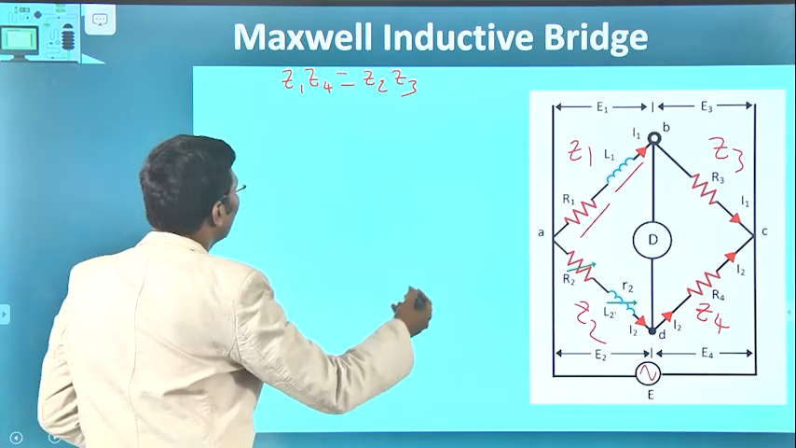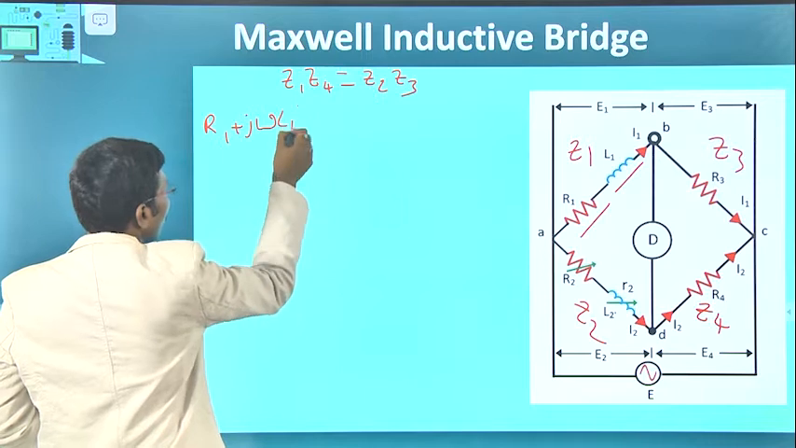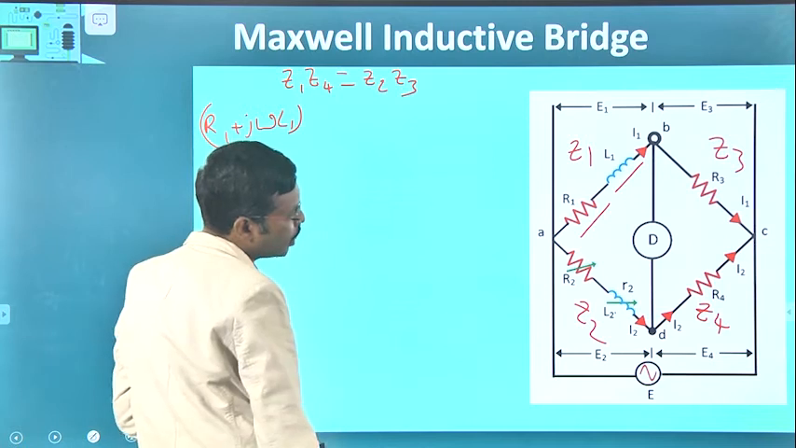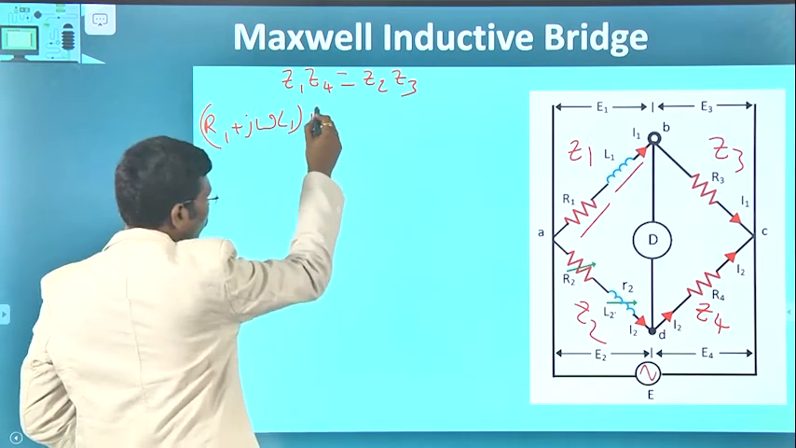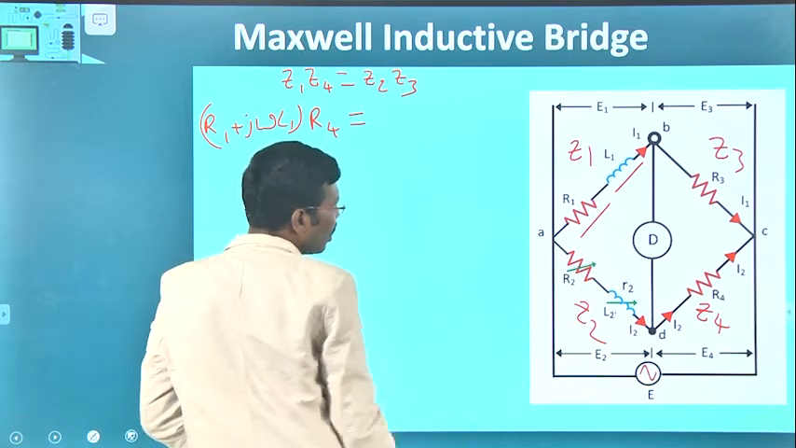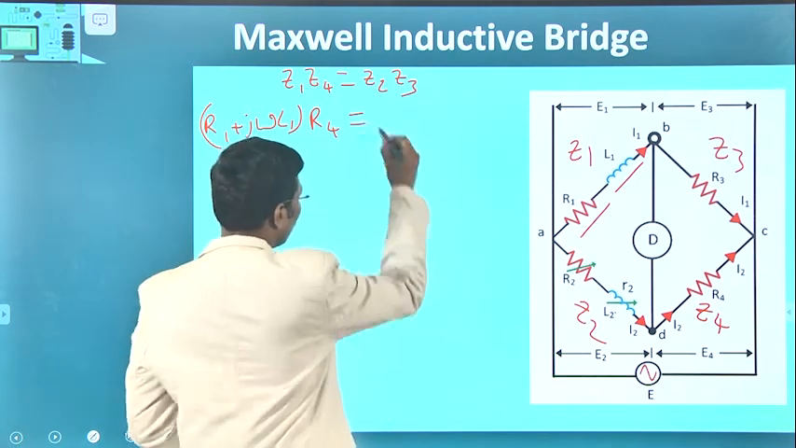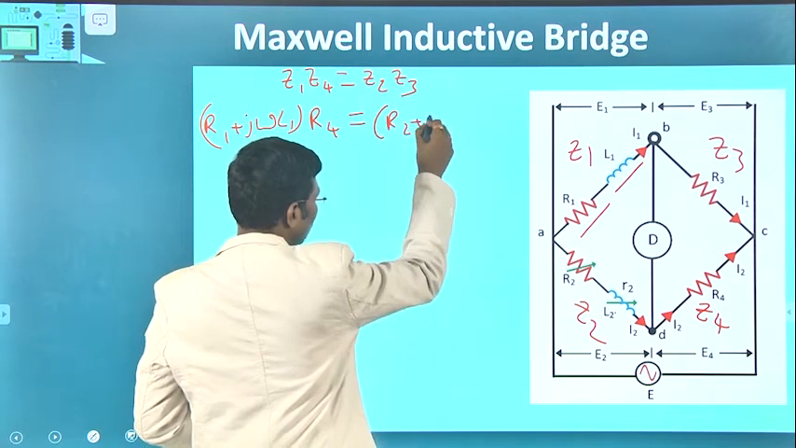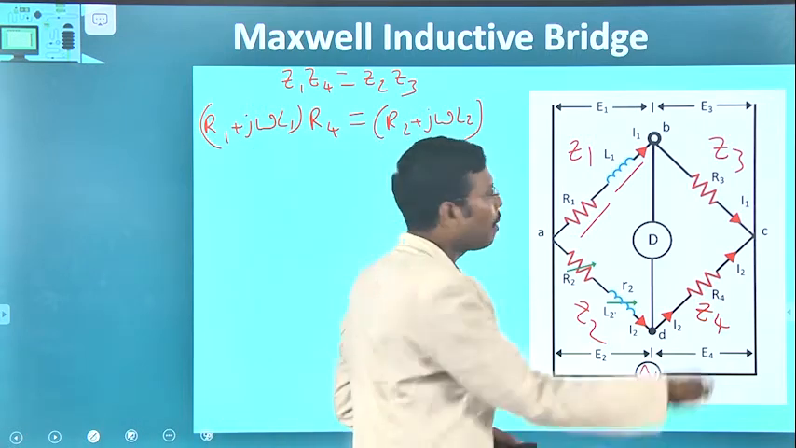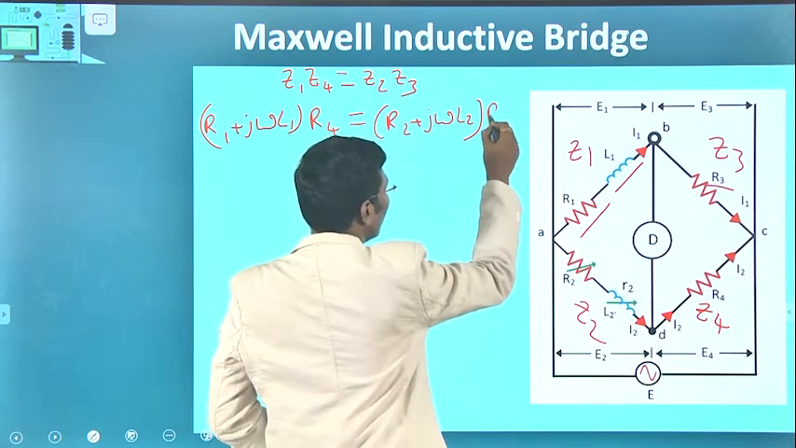So, Z1 can be represented as R1 plus j omega L1, and it is in product with impedance Z4, the impedance of the arm CD, where we have resistance R4. Z2 is the impedance of the arm AD, and it has a variable resistor R2 and variable inductor L2. So we represent it as R2 plus j omega L2, and impedance Z3 is the impedance of the arm BC, where we have a resistance R3, so we get R3 in product with it.